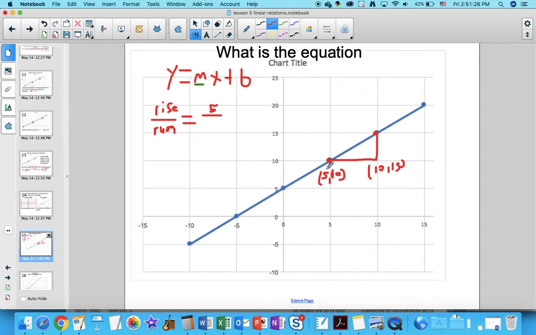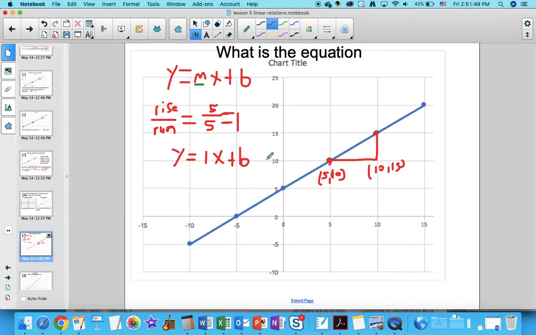Run, well, my 5 went to 10, so I went up by 5. Okay, 5 divided by 5 is 1. So my slope is 1. My slope is just 1. So I have y equals m is 1x plus b.